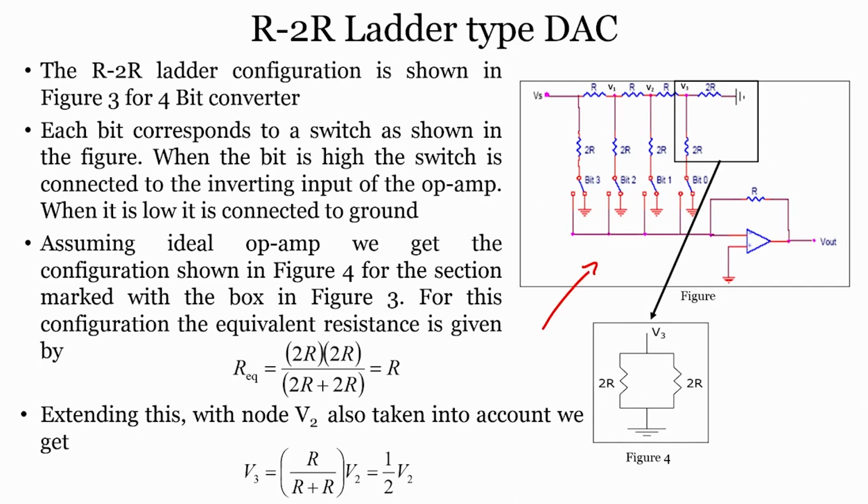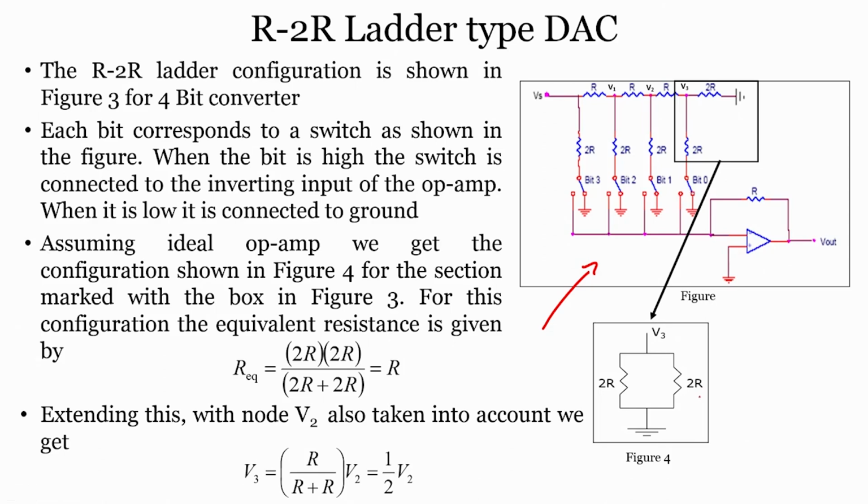this is again shown for a 4 bit DAC converter, where each bit corresponds to a switch. You see here bit 0, bit 1, bit 2, bit 3. Each bit corresponds to a particular switch. When a bit is high, the switch is connected to the inverting terminal of the operational amplifier, and when it is low, it is connected to ground like this. Now, assuming an ideal op amp, we get the configuration as shown in figure 4.